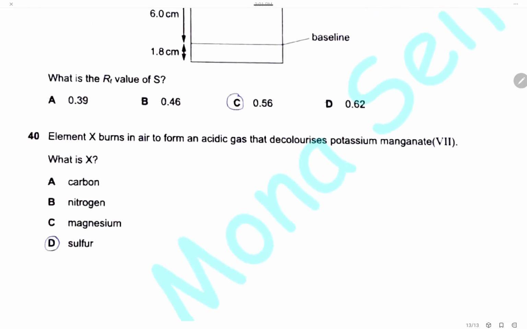Question 40. Element X burns in air to form an acidic gas that decolorizes potassium manganate. So what is X? We know that sulfur burns in oxygen to form sulfur dioxide, which is an acidic oxide, and the test for sulfur dioxide gas is that it decolorizes potassium manganate. So the answer is D.